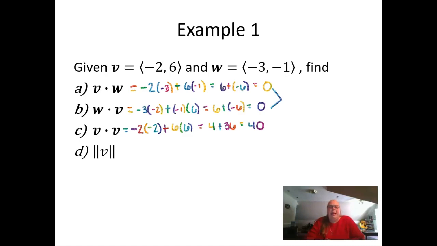And then finally, the magnitude of v, remember, this is just going to be the square root of the first coordinate squared plus the second coordinate squared. This is going to give me the square root of 40. This is the same thing as 4 times 10. And the square root of 4, y'all, is 2, but 10 does not have a nice square root, so that stays underneath. And so the magnitude of v is 2 times the square root of 10.